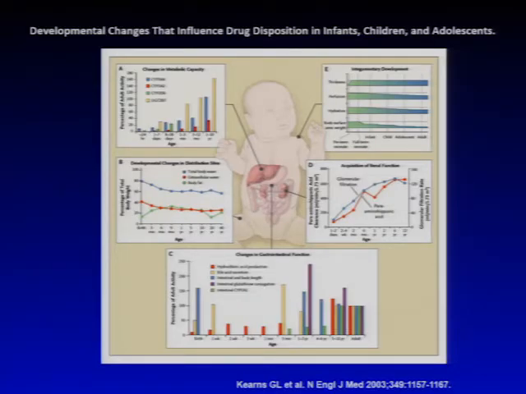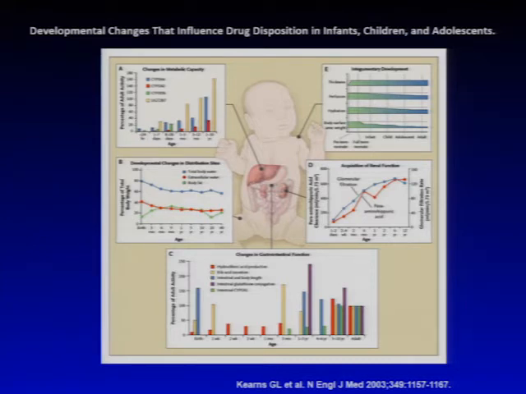This slide illustrates the developmental changes in the physiologic factors that influence drug disposition. As reflected by panel A, the activity of many cytochrome P450 enzymes is markedly diminished during the first 2 months of life and then begins to increase to adult levels. Obviously, different enzymes develop faster with age.